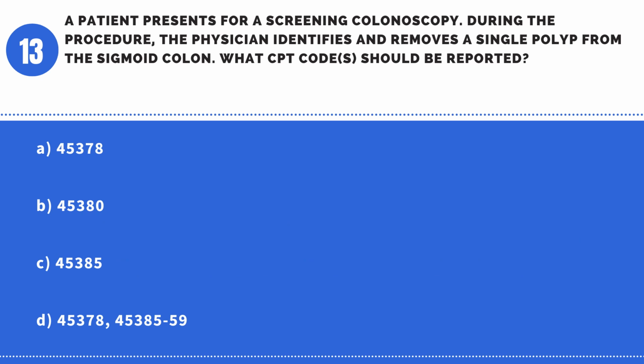Question 13. A patient presents for a screening colonoscopy. During the procedure, the physician identifies and removes a single polyp from the sigmoid colon. What CPT code should be reported? A. 45378. B. 45380. C. 45385. D. 45378-59.